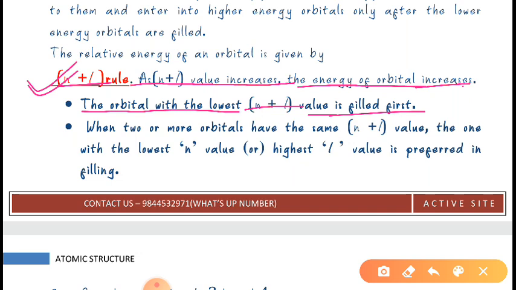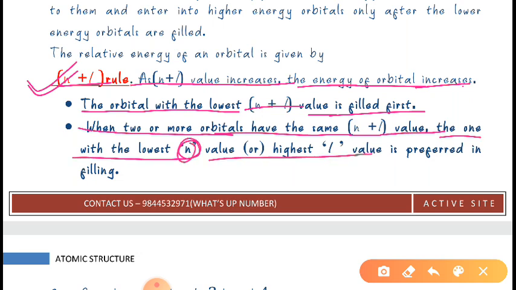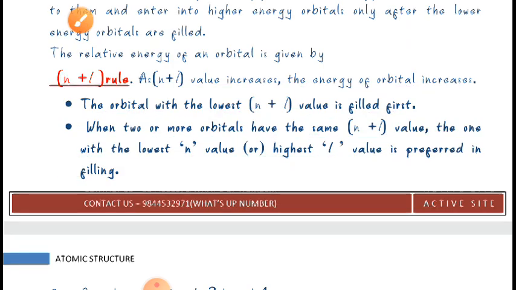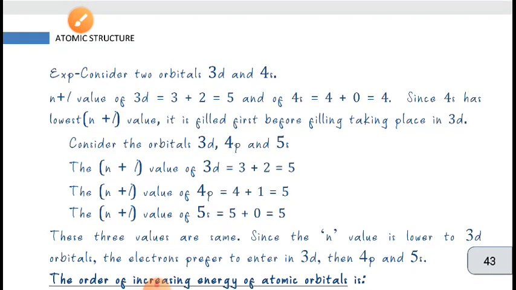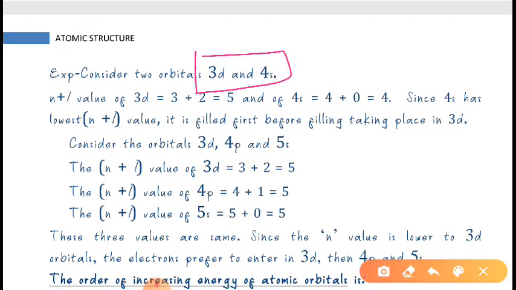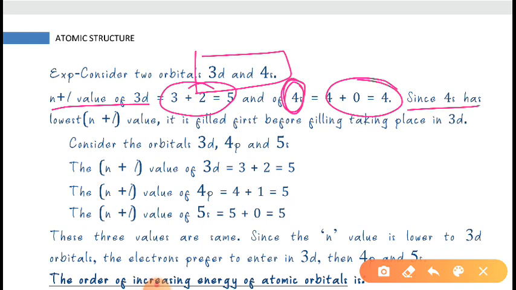Now, when two or more orbitals have the same n plus l value, the one with the lowest n value will be filled first, or we can say it will be preferred in filling. Now we will take one example. When we talk about the 3d and 4s orbitals, the n plus l value of 3d is 3 plus 2, that is 5. And for the 4s orbital, the n plus l value is 4. Since 4s has the lowest n plus l value, it is filled first before filling takes place in 3d.